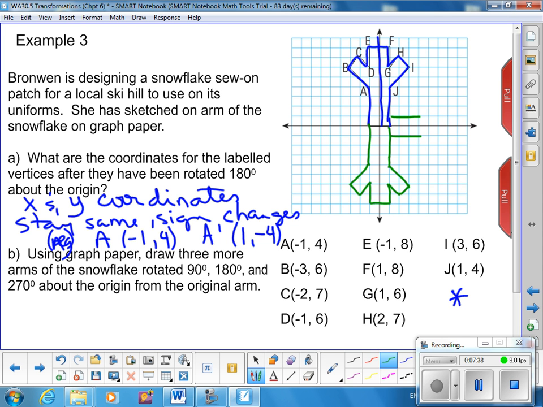So, let's change colors. What would 90 degrees look like? Well, remember to do a 90 degrees, your X becomes negative and moves to the back, and the Y goes to the front. So our 90-degree points are going to be 1 and 4. The X is already negative, so we change it, and a negative becomes positive. It's going to be positive 1 and 4.